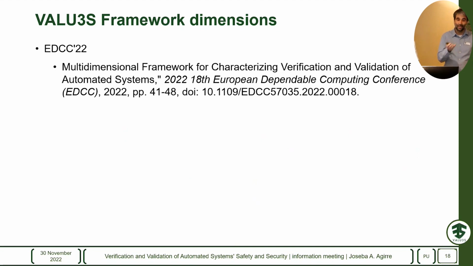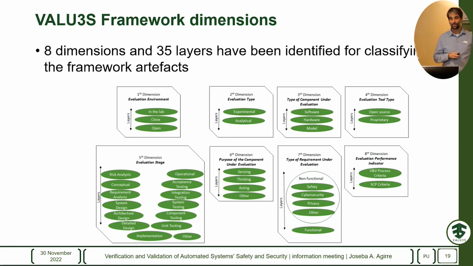And we are using this to implement the structure in the web repository that we are making public today. So we have 8 dimensions that help us characterize the different VMV methods. The first one is the evaluation environment, which can be a laboratory environment or in production.